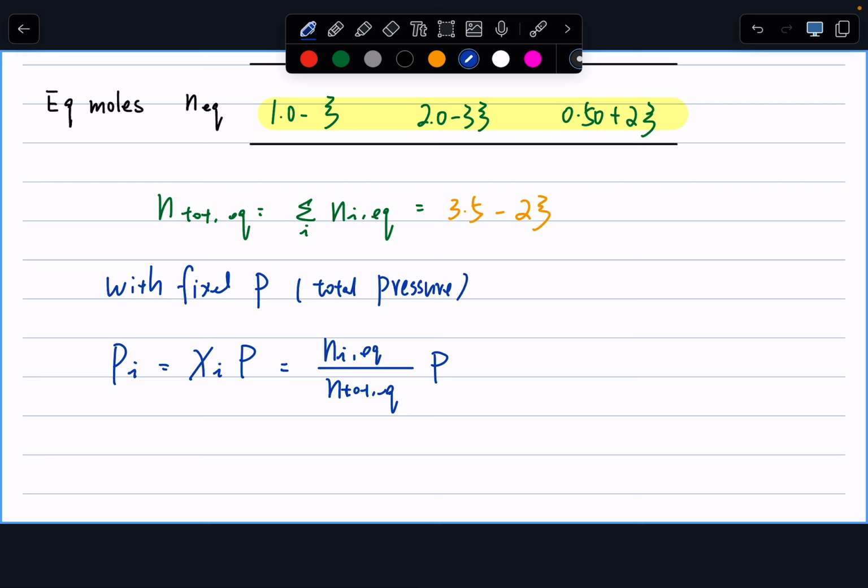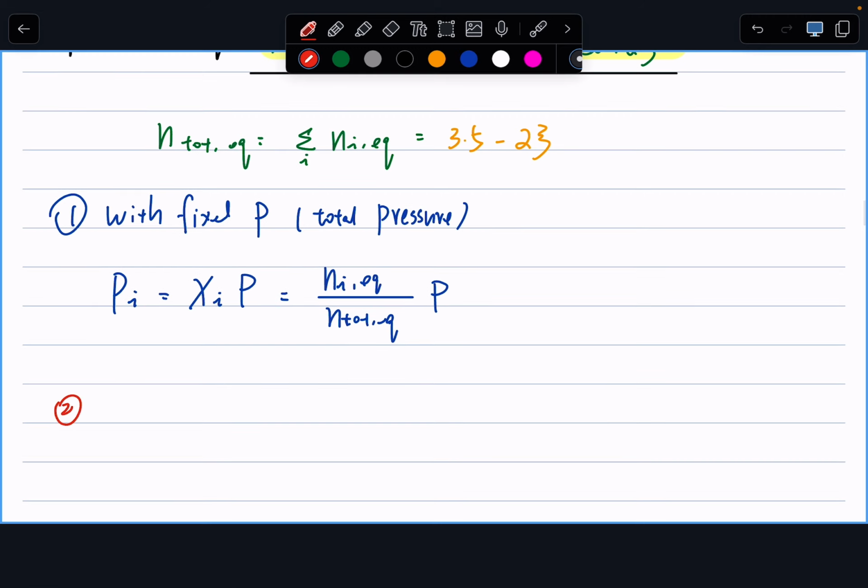Just to simplify your system. All right. And a different kind of scenario, if we have fixed volume. So these two are different. It's like top or bottom. So you might have different conditions, right?